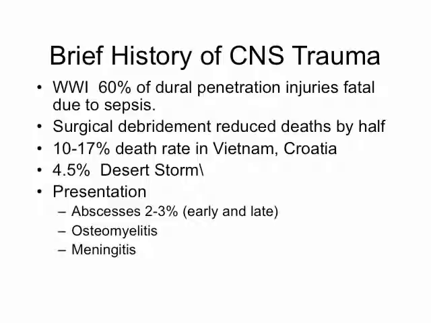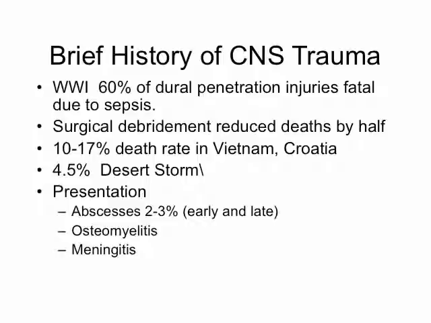And then in the 60s, with the wars in both Croatia and Vietnam, the death rate was reduced further to about 10 to 17%. Again, this was a combination of use of antibiotics, but also improving neurosurgical techniques. By the time of Desert Storm, a 4.5% death rate was observed, and again, this is due to further modifications in neurosurgery technique, some of which we'll discuss.